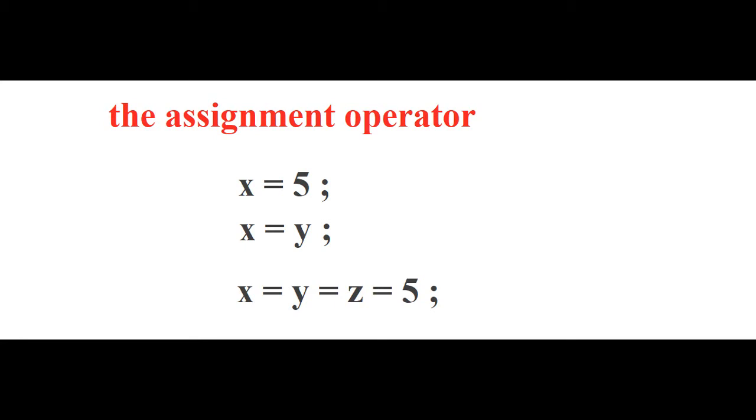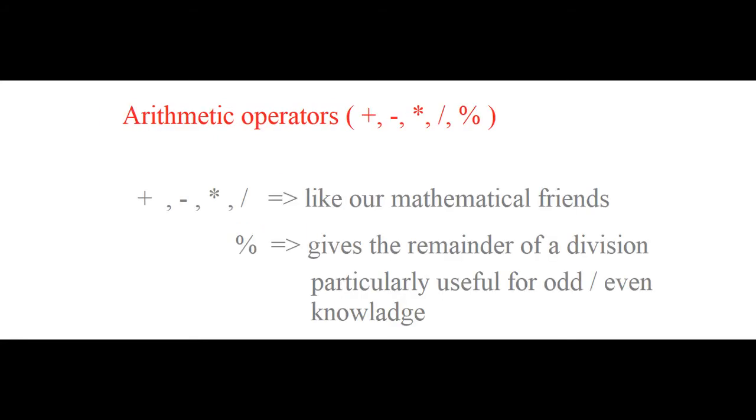Here are the arithmetic operators. They just look like our mathematical friends. It's just the modulo operator that is a bit complicated. So the modulo operator is one of the most complicated ones. It is represented by a percentage sign and gives the remainder of a division of two values. It is mainly used to know if a number is even or odd. Indeed, an even number divided by 2 gives a remainder of 0, whereas an odd number divided by 2 gives a remainder of 1.